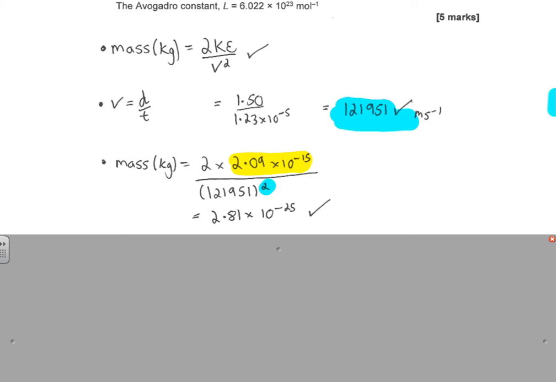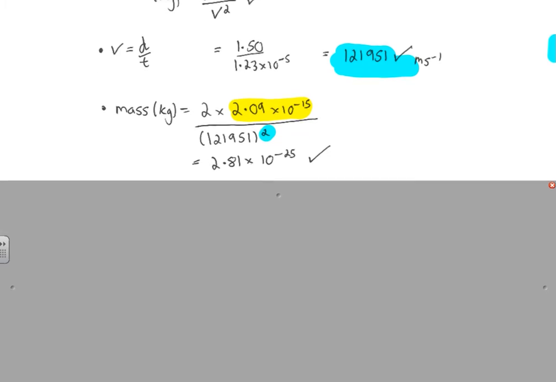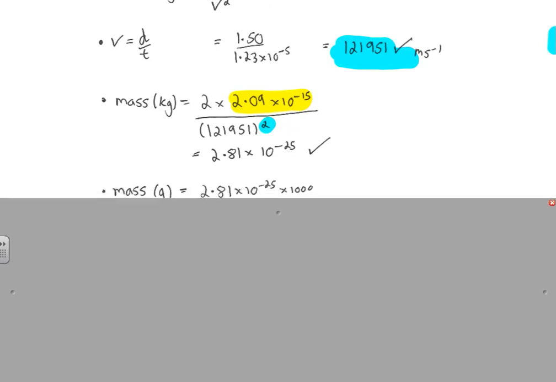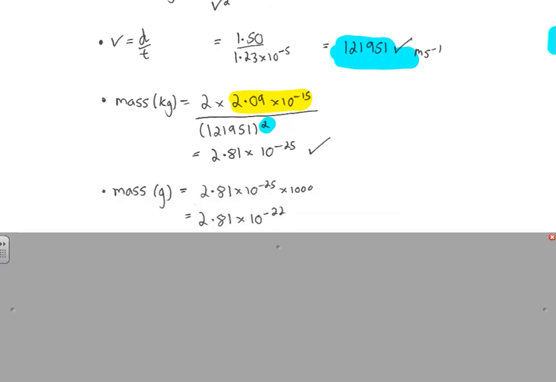So we're on 3 marks out of 5. I've got the mass of one ion in kilograms, and I need to convert that into the molecular mass. Well, actually, the molecular mass is linked to a mass in grams, so I think it would be logical here to turn that mass from kilograms into grams. So I'm going to times it by 1,000 to come up with 2.81 times 10 to the minus 22. So there's a mass in grams. That's the mass of one ion, or sorry, one molecule I should say.